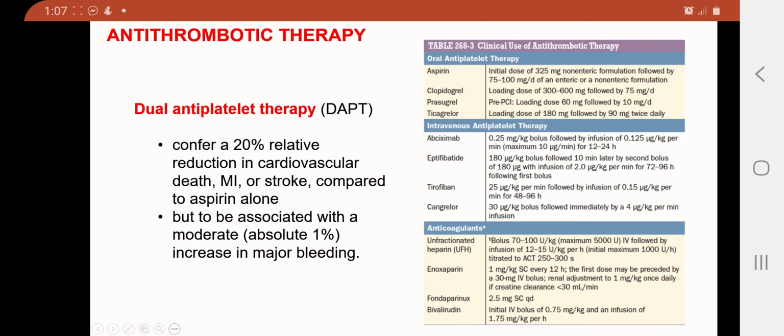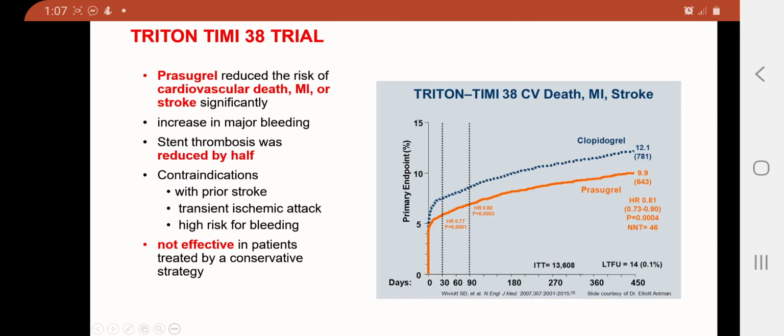So for the oral antiplatelet therapy, these are the following medications: aspirin, clopidogrel, prasugrel, and ticagrelor. For the IV antiplatelet therapy: abciximab, eptifibatide, tirofiban, and cangrelor. For the anticoagulants, you can give unfractionated heparin or fractionated heparin like enoxaparin, fondaparinux, and bivalirudin. Okay?